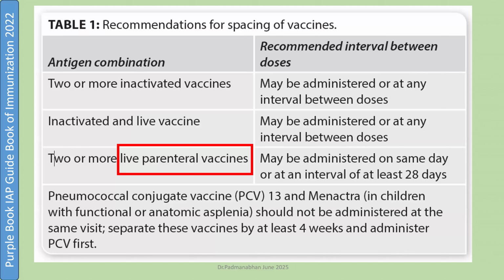Now, remember, there is one thing here which you should understand: two or more inactivated, same vaccine. Again I repeat, inactivated and live vaccine you can give. Today I gave my MMR, today I gave DPT or something. The mother did not have time or money for the MMR vaccine. He can come and take it tomorrow, no problem. Live parenteral vaccines should not be administered at the same time. Two or more live parenteral vaccines may be administered on the same day or at an interval of at least 28 days.